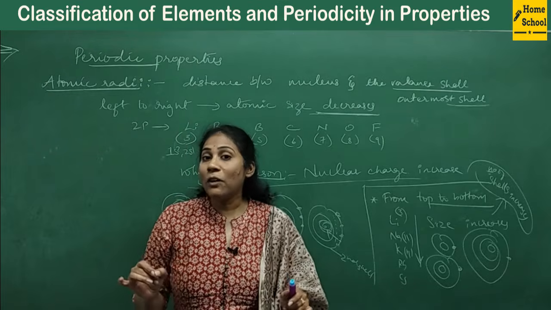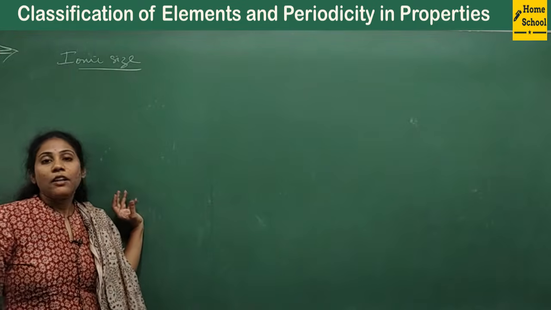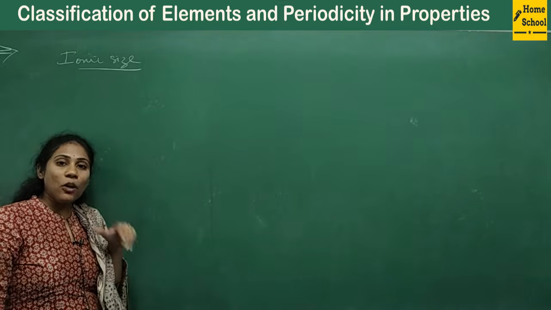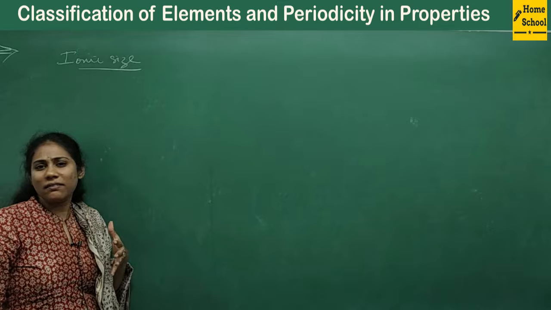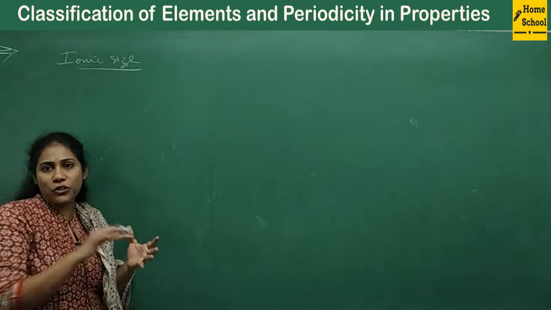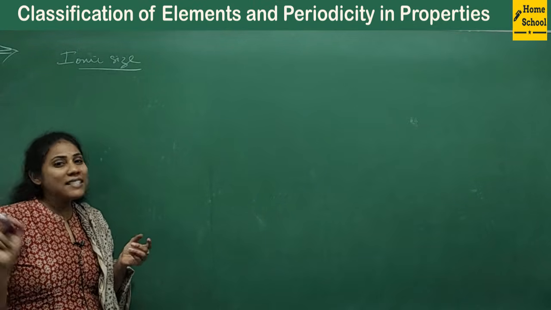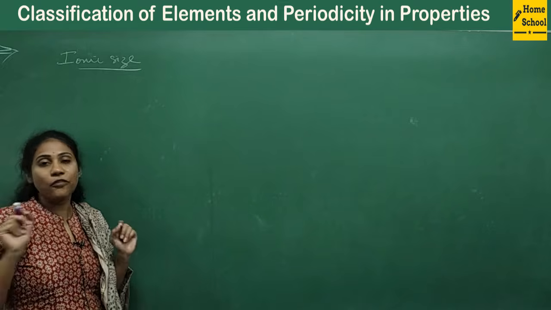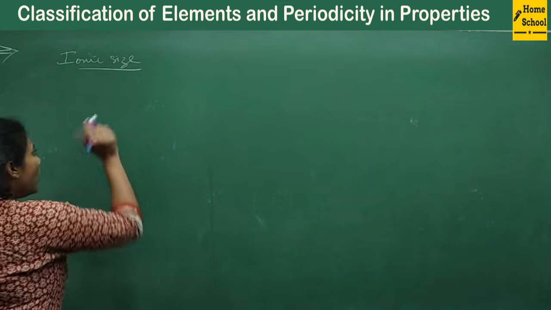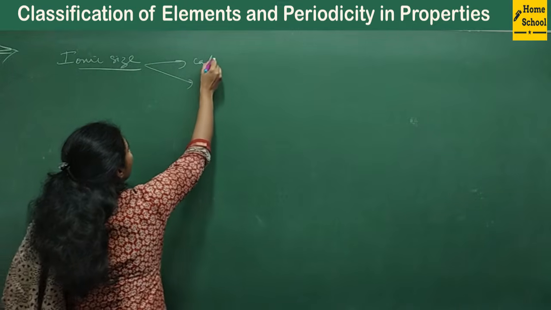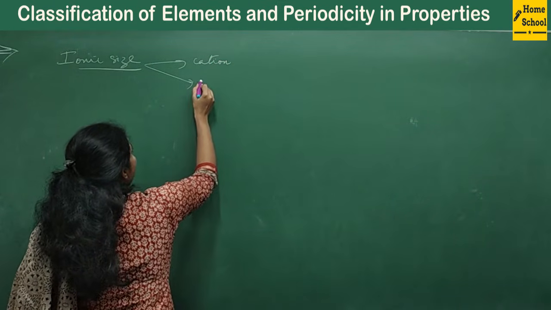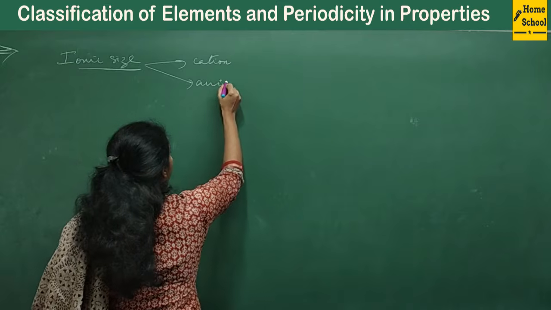Now let's talk about ionic radii. See, what may be the difference between atomic size and ionic size? Atom is neutral. Ion has some charge, positive or negative. Let's understand why these ions are formed, right? For example, we all know there are 2 types of ion. One is cation, the other one is anion, right?